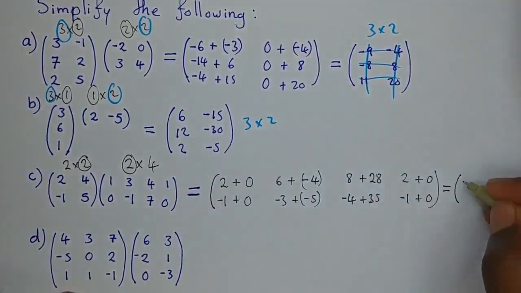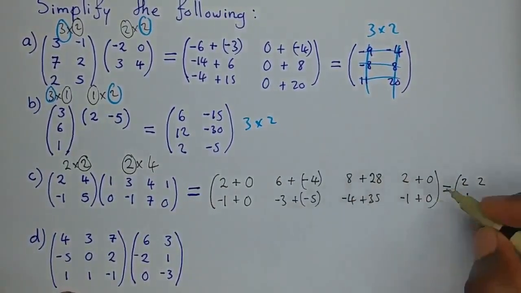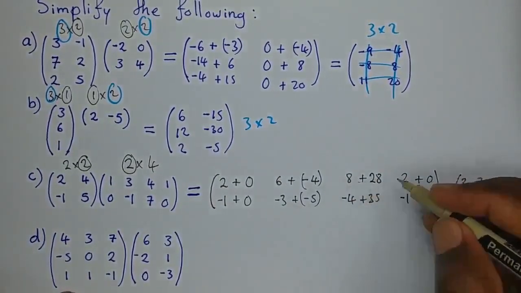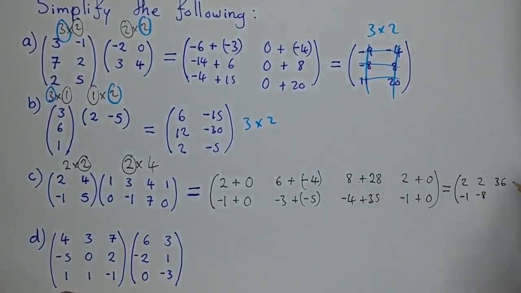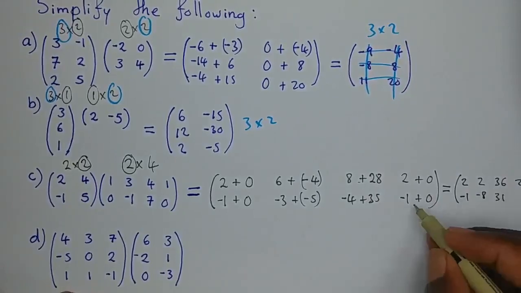So there we get a 2. Down there we get a negative 1. Here we get a positive 2. Here we get negative 8. Here we get, should be 36. There we should get a 2. Down here we should get 31. And there we should get negative 1.